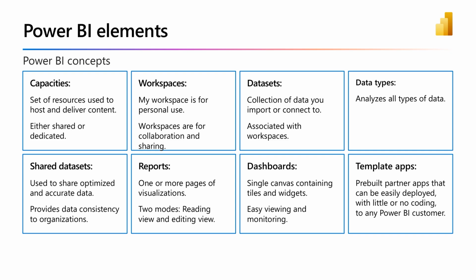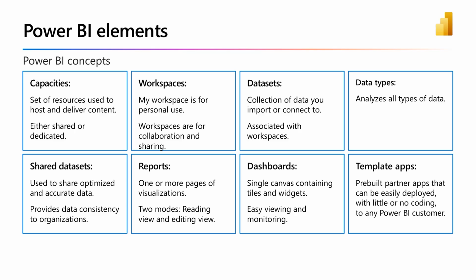Now let's talk about the elements that make up Power BI. Capacities are a core Power BI concept representing a set of resources that are used to deliver and host your content. Capacities are shared or dedicated. So a shared capacity is shared with other Microsoft customers, while a dedicated capacity is fully committed to a single customer. Dedicated capacities require a subscription. And by default, workspaces are created on a shared capacity.